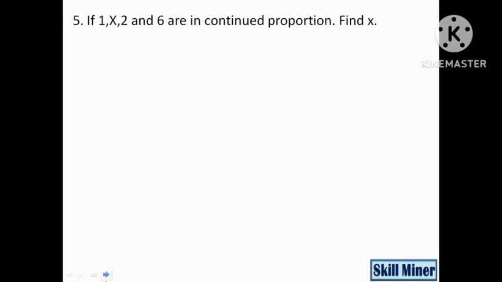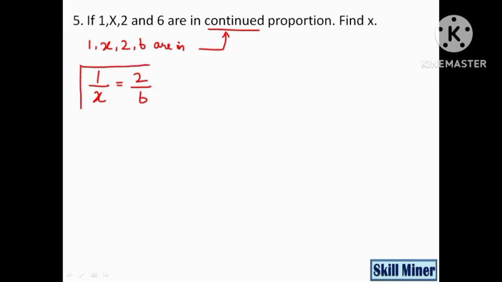If 1, x, 2 and 6 are in continued proportion, find x. Question: it's given that 1, x, 2, 6 are in continued proportion. Continued proportion indicates 1 by x is equal to 2 by 6. Okay, this is the meaning of continued proportion.